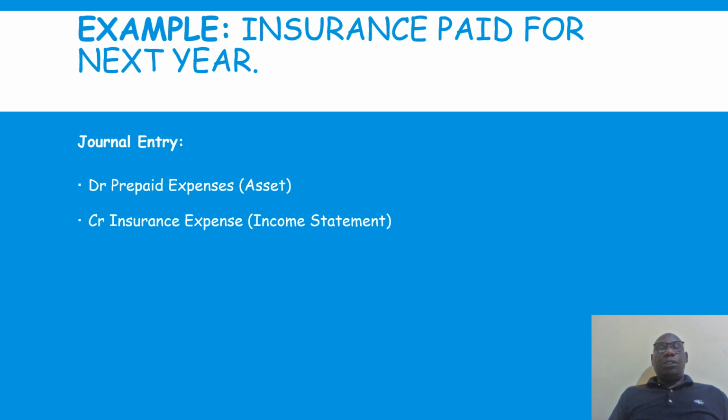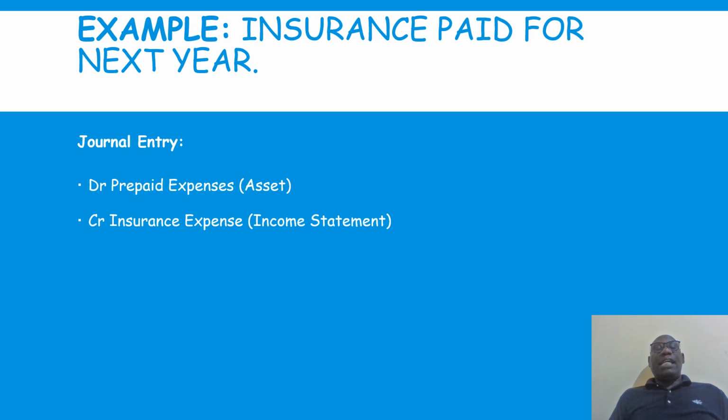Okay, so at this particular moment, we'll proceed and look at an example relating to how a prepayment can be dealt with. In this regard, we are looking at insurance paid for next year. What would be the journal entry? As usual, any transaction based on the principle of double entry requires two accounts to be dealt with.